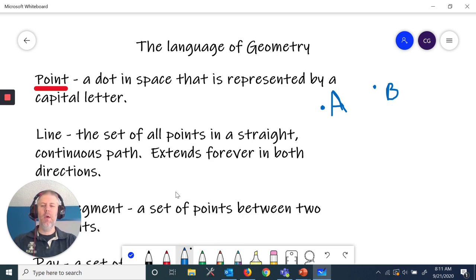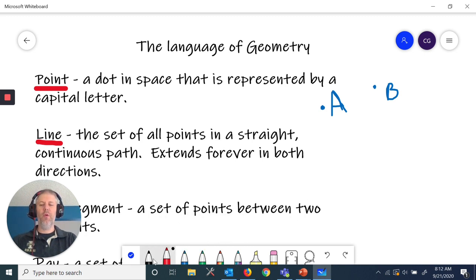The next thing after a point is a line. A line is the set of all points in a straight continuous path. If we think about a point being just a dot in space, a line is a whole bunch of points all strung together going in 2 directions. And notice it extends forever in both directions. That's an important thing to remember.